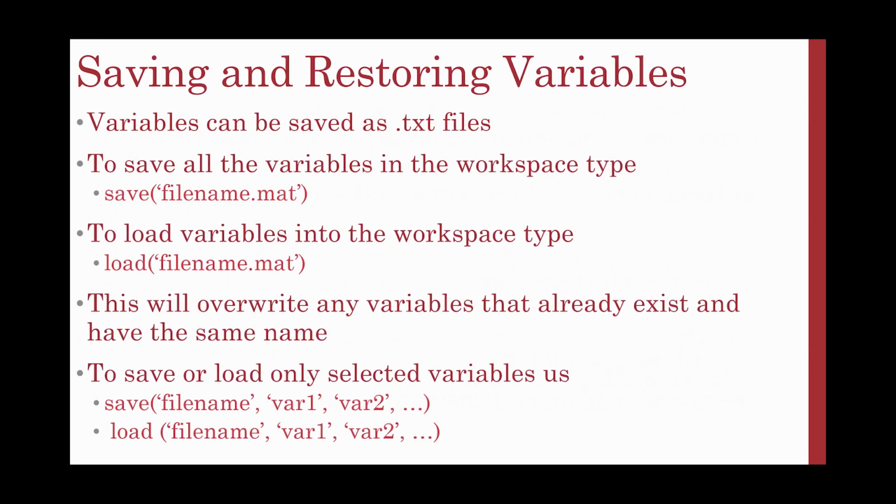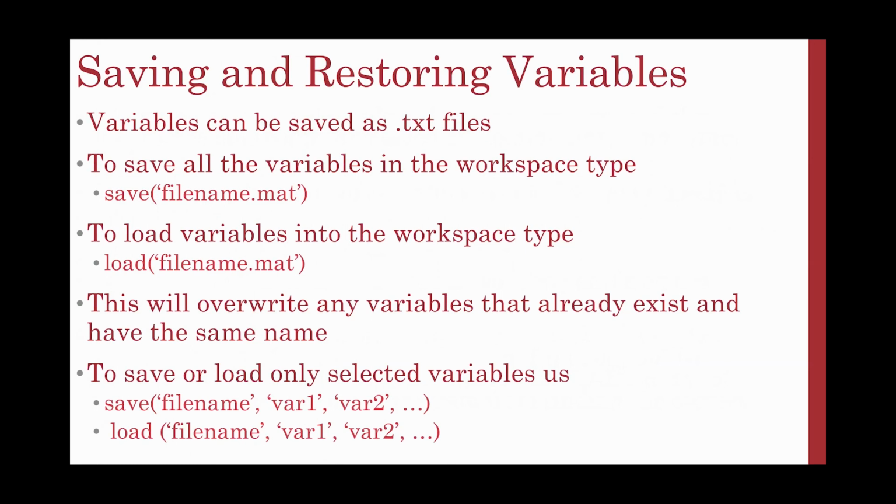So you can save and restore values. Variables can be stored as text files. To save your variables in a workspace, you simply type save and then your file name .mat. To load variables in your workspace, you just type load and the file name .mat. .mat is a MATLAB variable file. You can also export as CSV and text files to be used in other programs such as Excel.